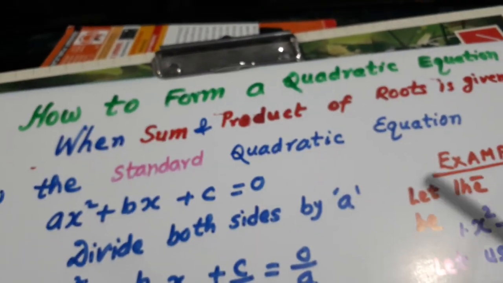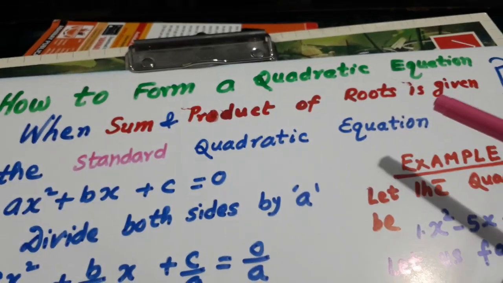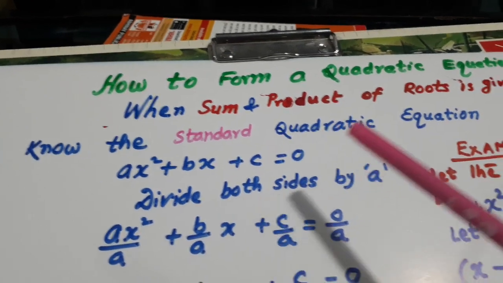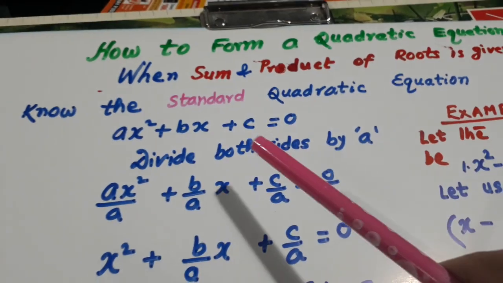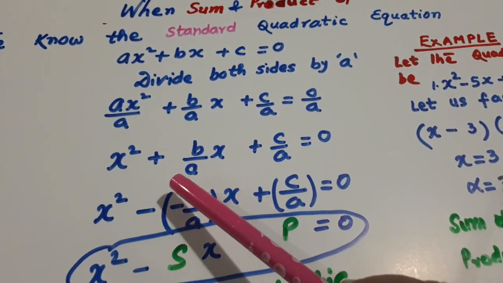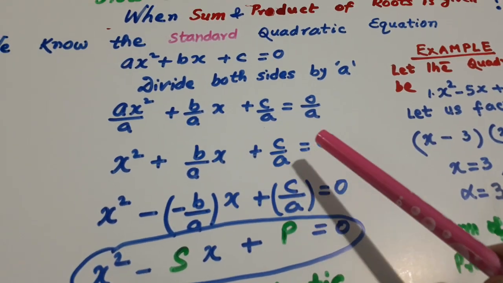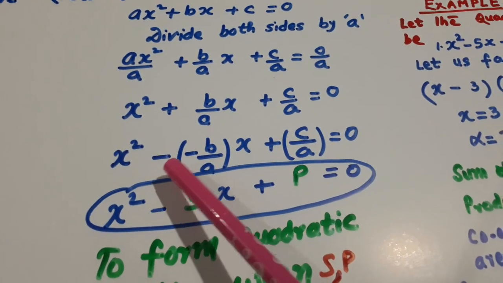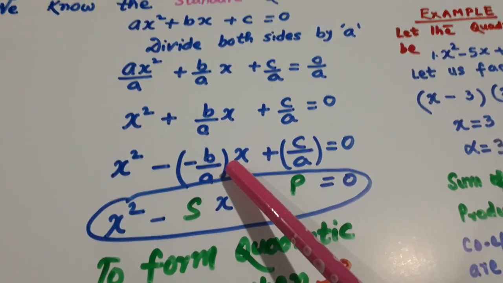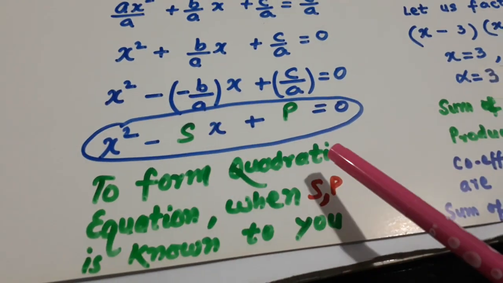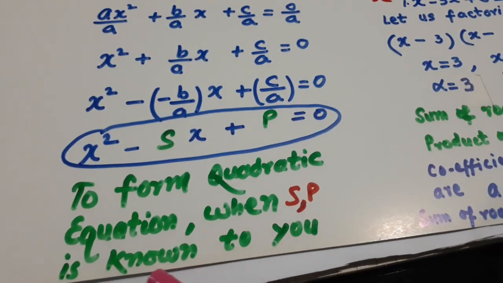Let us go to the next. How to form a quadratic equation when the sum and product of roots is given. We know that the standard quadratic equation is ax square plus bx plus c equal to 0. Divide both sides by a, what will you get? x square plus b over a x plus c over a is equal to 0. This plus can be written as minus minus. So it becomes x square minus b over a x plus c over a. It becomes x square minus sx plus p equal to 0. To form the quadratic equation, we need s and p.